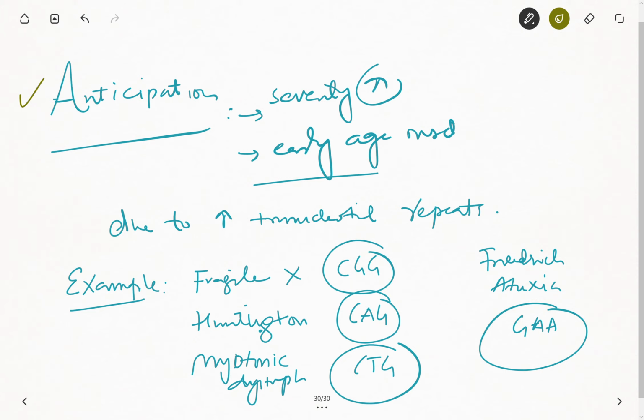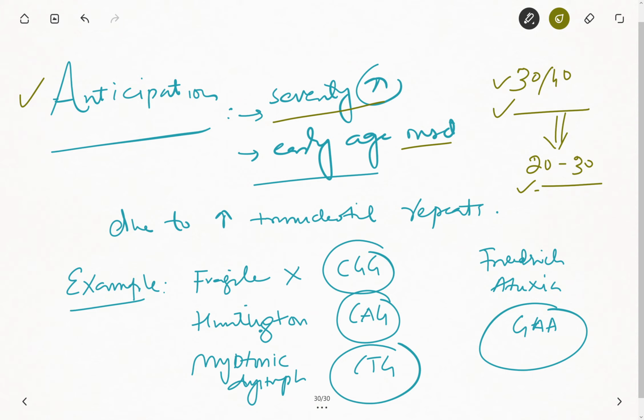So in the CGG repeat expansion, we see that the disease occurs with more severity in the next generation, and it also occurs with earlier age of onset. For instance, if the mother of an individual with Huntington's disease was affected somewhere in her 30s or 40s with a slight movement disorder, the daughter or the son will be affected somewhere in the 20s or 30s, and will have a severe motor disorder. So we call it anticipation, and it is due to increased trinucleotide repeats.